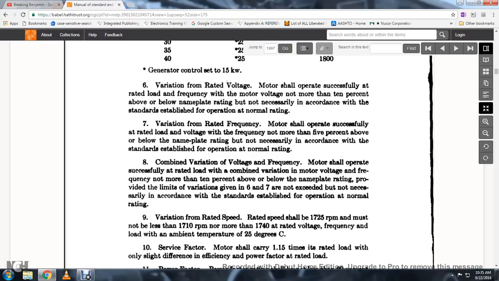Variation of the rated frequency: the motor shall operate successfully at rated voltage and rated load with a frequency not more than 5% above or below the nameplate rating, though not necessarily in accordance with the standards established for operation at normal rating.